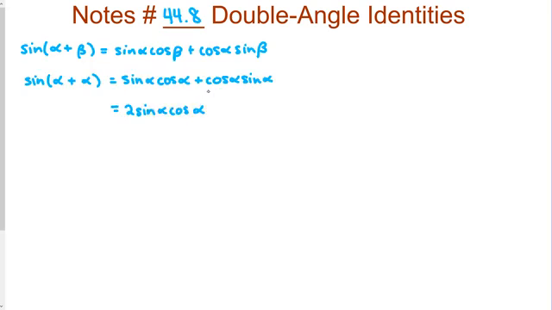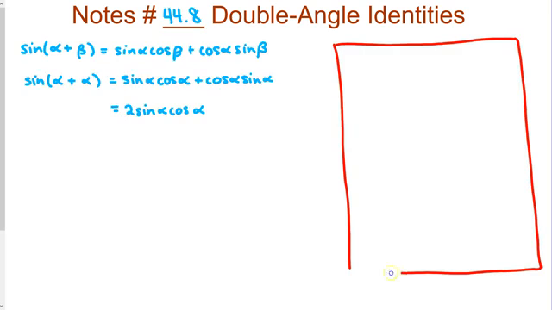Okay, so for our double angle identities, I'm going to make a box over here, and this is going to contain the identities that we're learning today. So you can use alpha, you can use theta, whatever. I'm just going to use theta. Sine of 2 theta is 2 sine theta cosine theta.